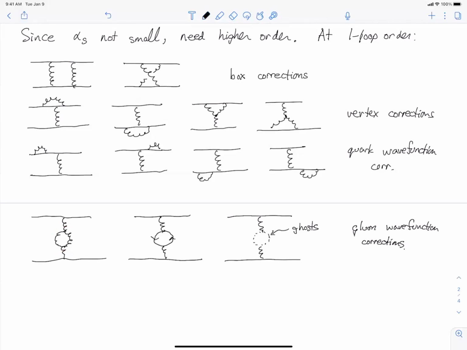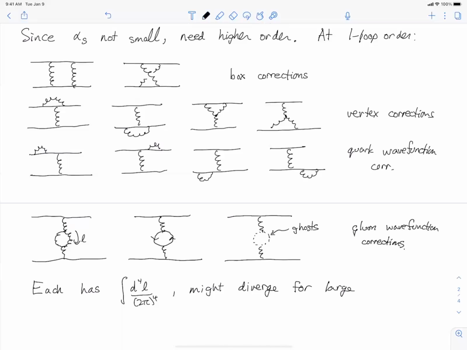All right, now each one of these diagrams has a loop momentum that's undetermined that you have to integrate over. So there's an integral d4L. L is a 4 momentum for the momentum going in the loop, like that, for example. And so you have to do an integral. And this might diverge. In fact, it very often does because of the behavior at large energies.